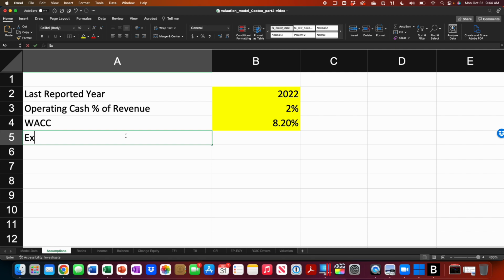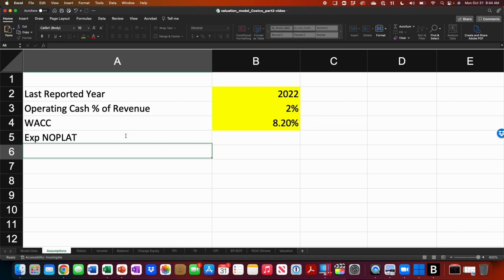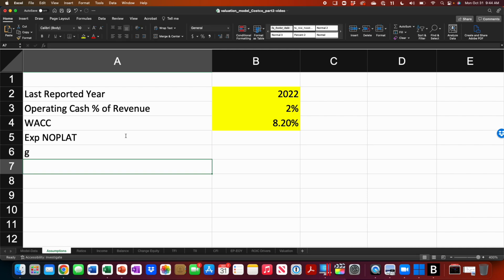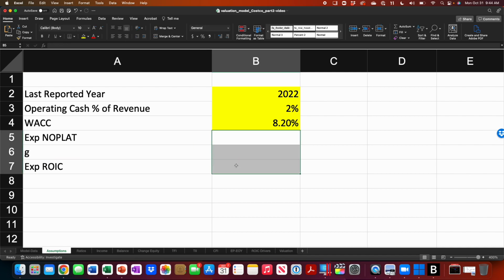I need an expected NOPLAT. I need a G, and I need an expected ROIC. Those are the other 3 elements of the formula that I need to finish off key value drivers beyond the WACC. I'll make those yellow. Okay? So where am I going to get these starting assumptions?